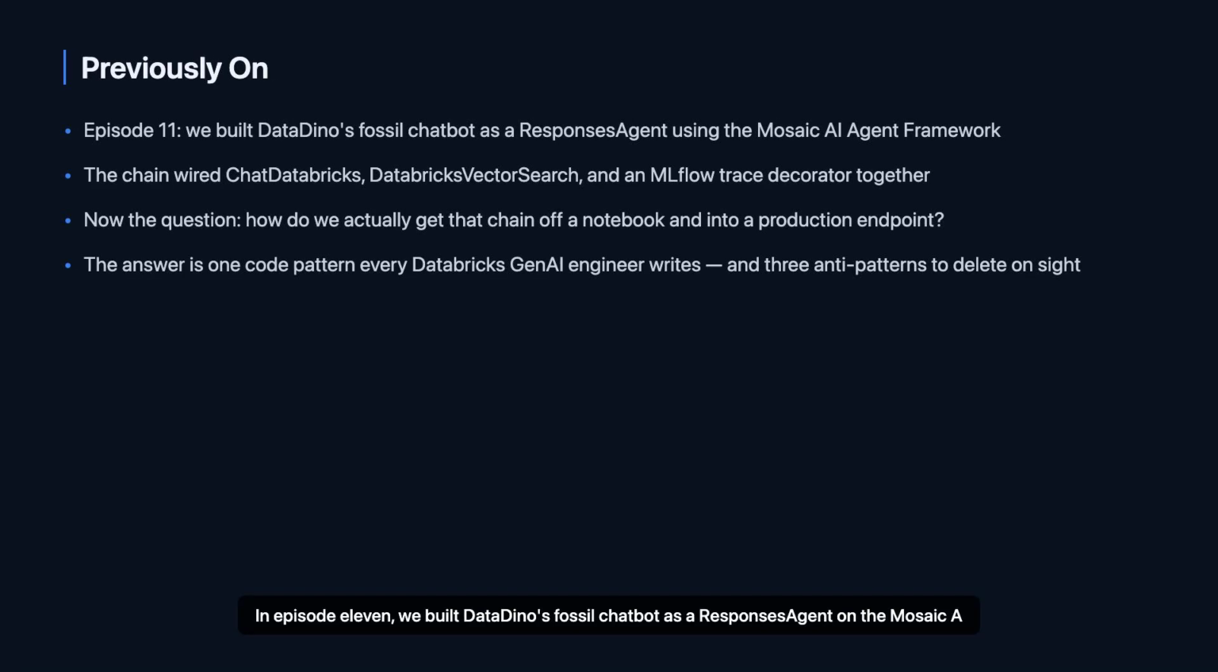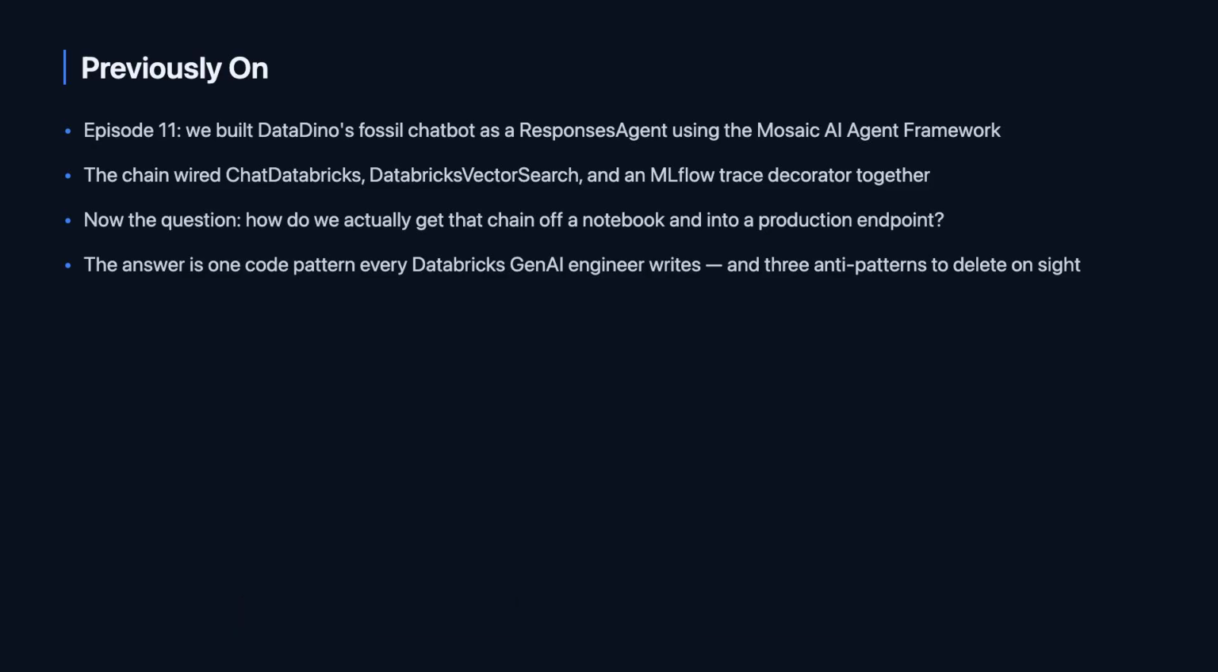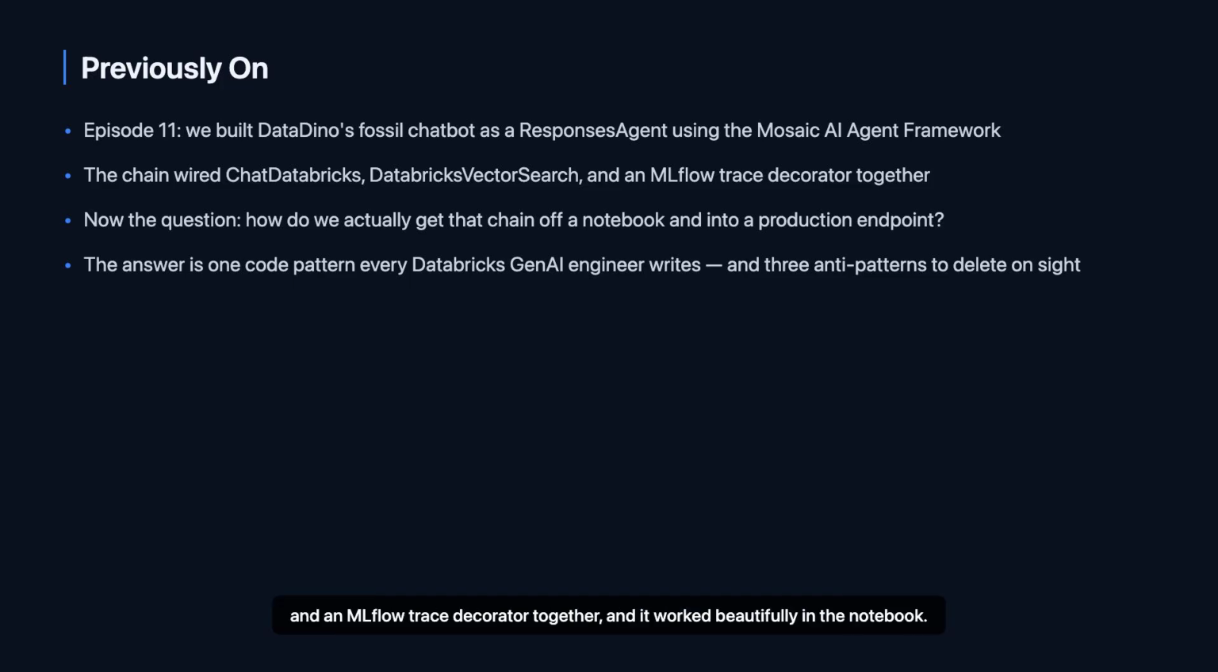In episode 11, we built DataDino's fossil chatbot as a Responses agent on the Mosaic AI Agent Framework, the chain wiring ChatDatabricks, Vector Search, and an MLflow trace decorator together, and it worked beautifully in the notebook. But that's where most teams get stuck. How do you actually get that chain off the notebook and into a production endpoint that scales, validates inputs, and survives a dependency bump? The answer is 1 code pattern and 3 anti-patterns you should delete on sight.